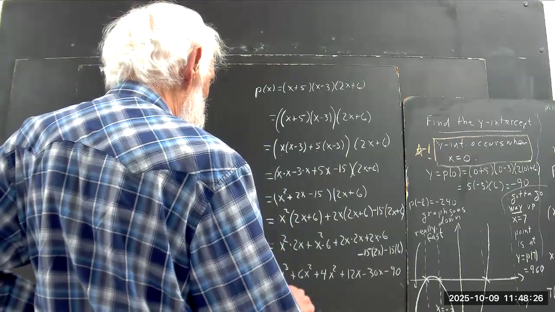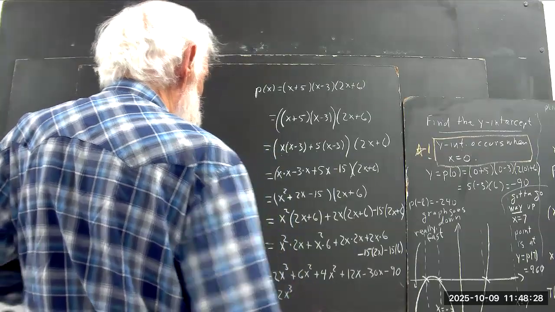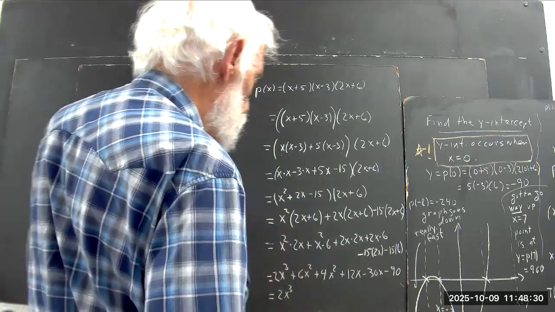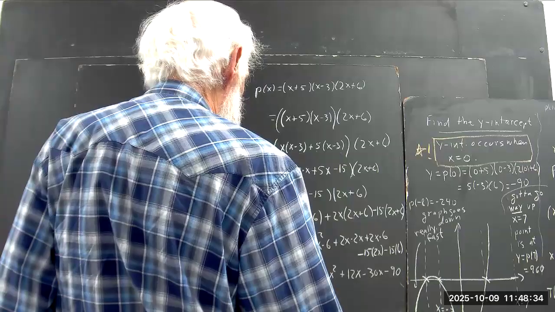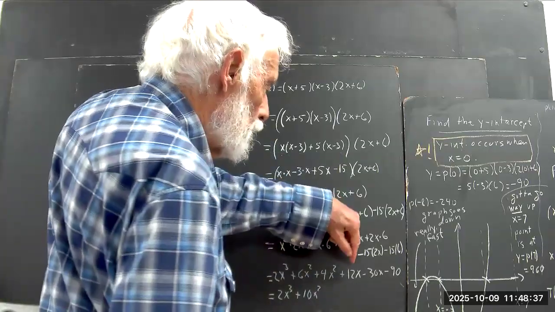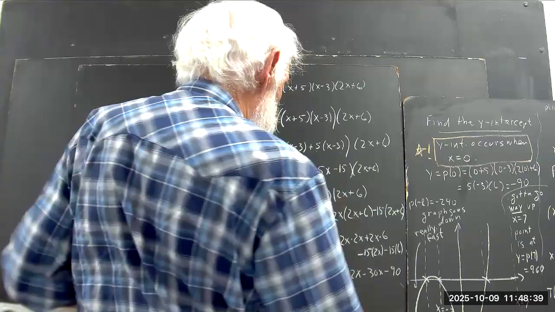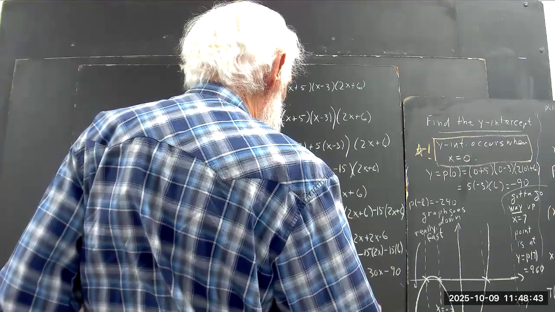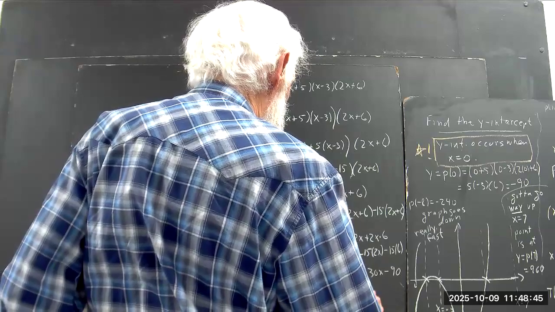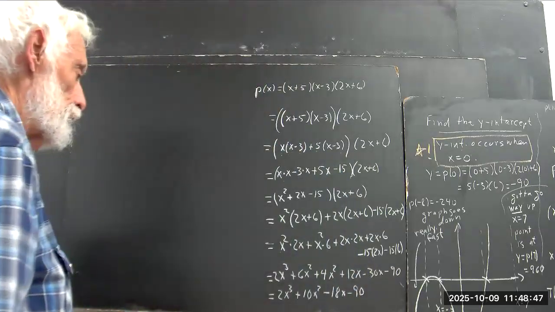Now we can simplify that because 6x squared plus 4x squared is 10x squared. 12x minus 30x is negative 18x. And then we have negative 90.